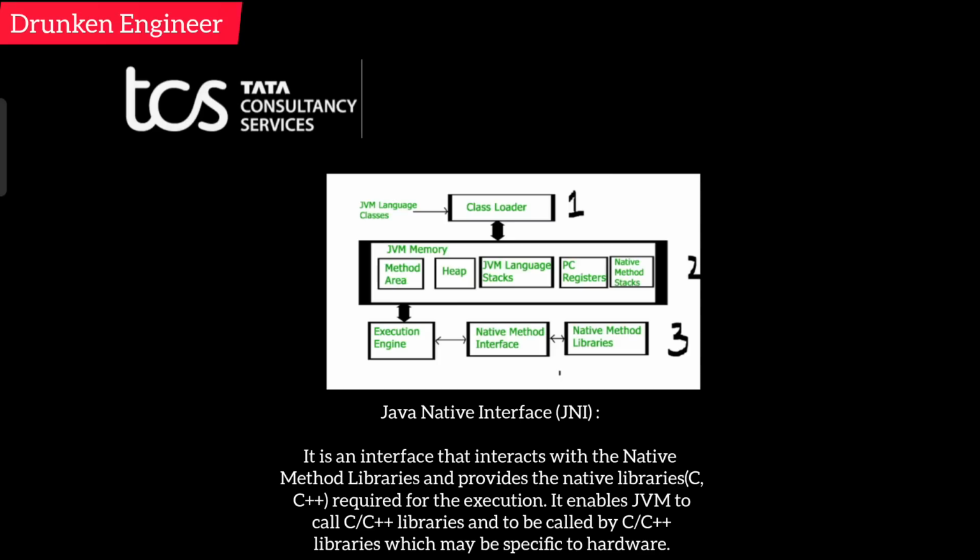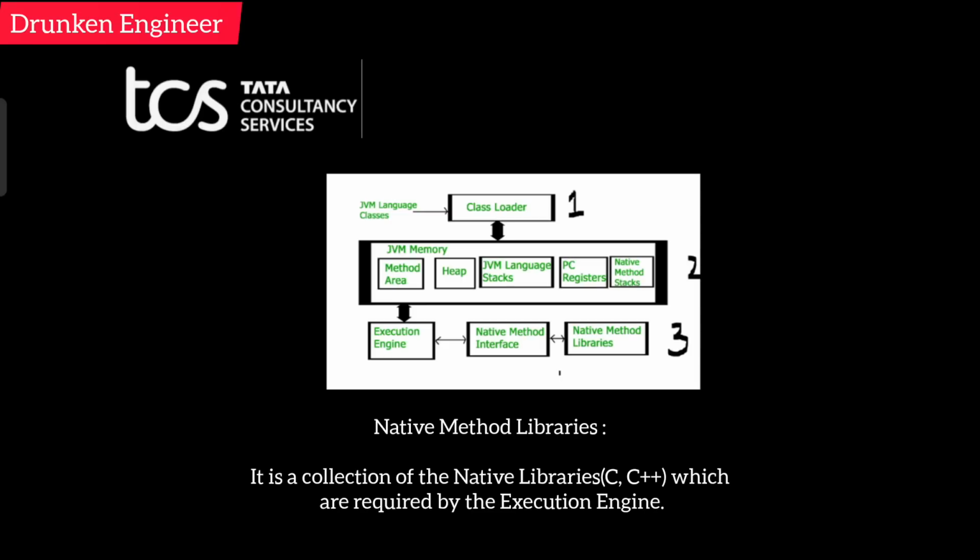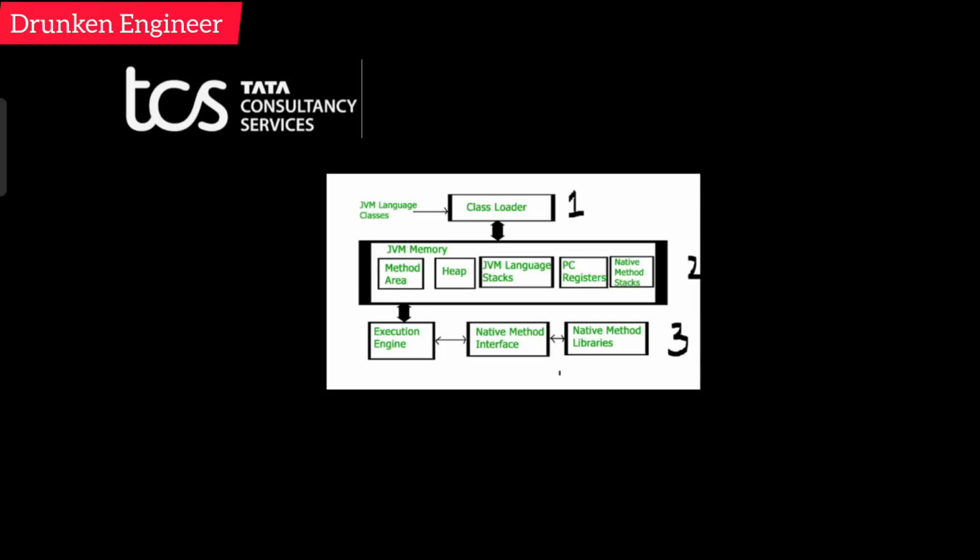Next is JNI, which is Java Native Interface. It is an interface that interacts with the native method libraries and provides the native libraries required for the execution. It enables JVM to call C++ libraries and to be called by C++ libraries, which may be specific to hardware. And finally, native method libraries. It is a collection of the native libraries, we can say, which are required by the execution engine. So this is all we can talk about JVM.